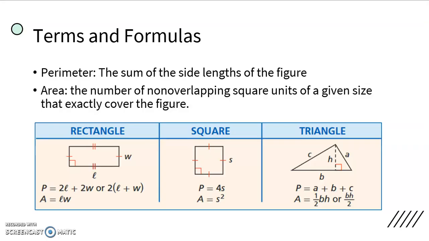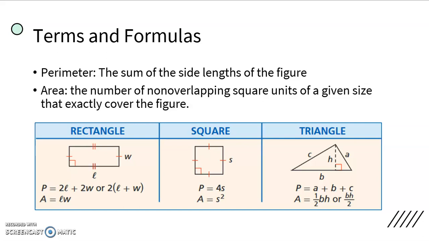The first term we have is perimeter. It's the sum of the side lengths of a figure. So essentially, it's the total distance around an object. If you were to start walking at one of the corners, and you measured the total distance you had to walk to get back to that corner after walking around the outside, that would be the perimeter, okay? So it's the total distance you'd have to walk to go all the way around a shape.